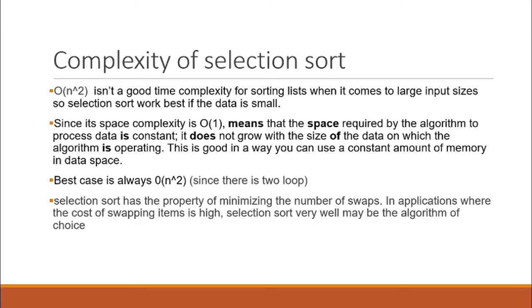O(n^2) is not a good time complexity for sorting lists when it comes to large input sizes. So selection sort works best if the data is small. Since its space complexity is O(1), it means that the space required by the algorithm to process the data is constant, so it does not grow with the size of the data on which the algorithm is operating. This is good in that you can use a constant amount of memory. Best case is always O(n^2) since there are two loops inside the coding.